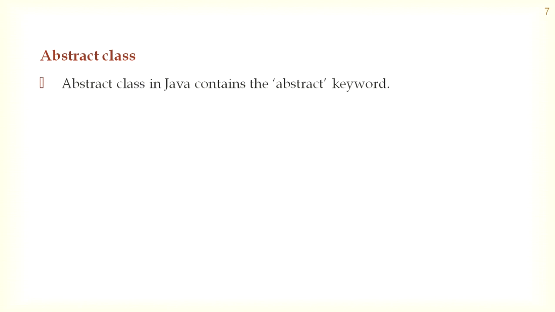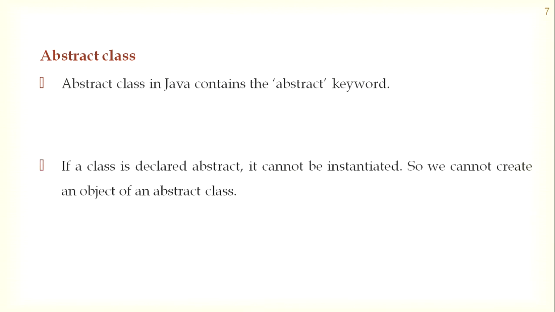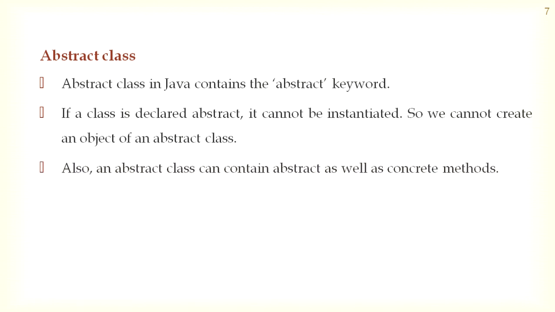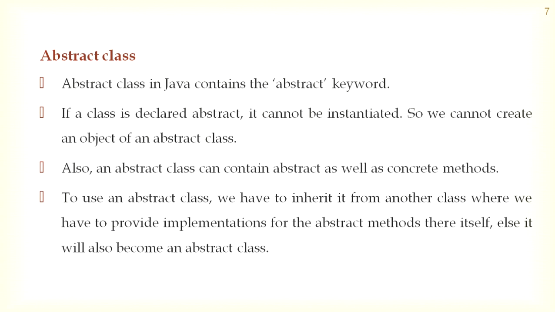Abstract class. An abstract class in Java contains the keyword abstract. If a class is declared abstract, it cannot be instantiated. So we cannot create an object of an abstract class. Also, an abstract class can contain abstract as well as concrete methods. To use an abstract class, we have to inherit it from another class where we have to provide implementation for the abstract methods there itself. Else, it will also become an abstract class.